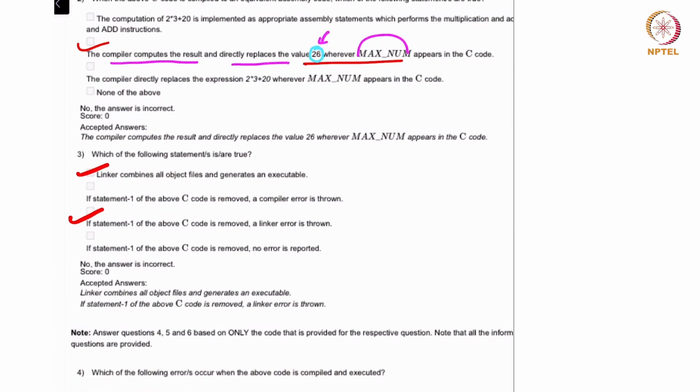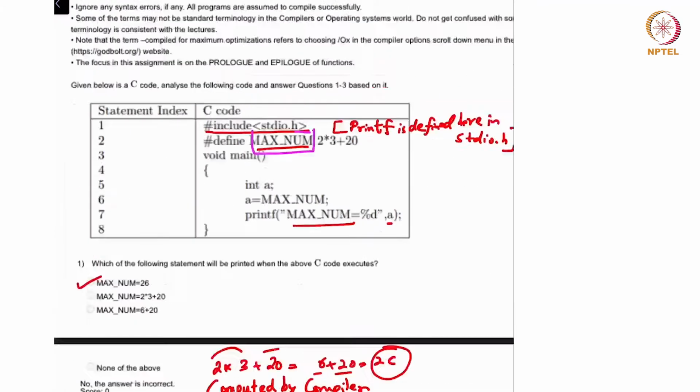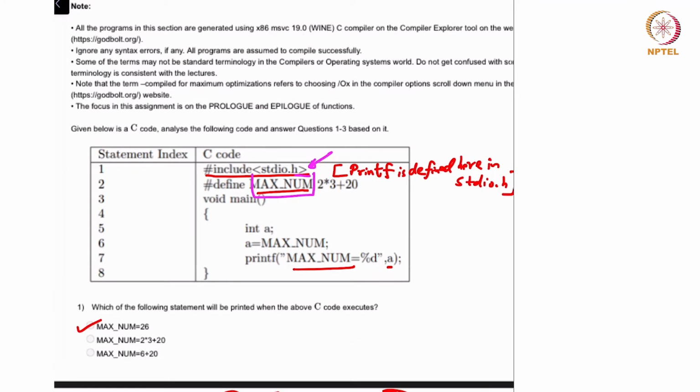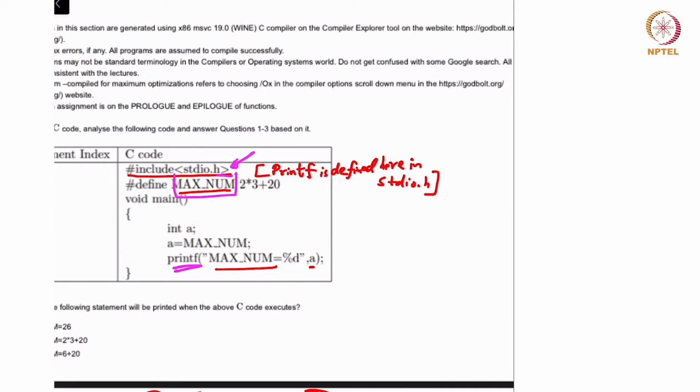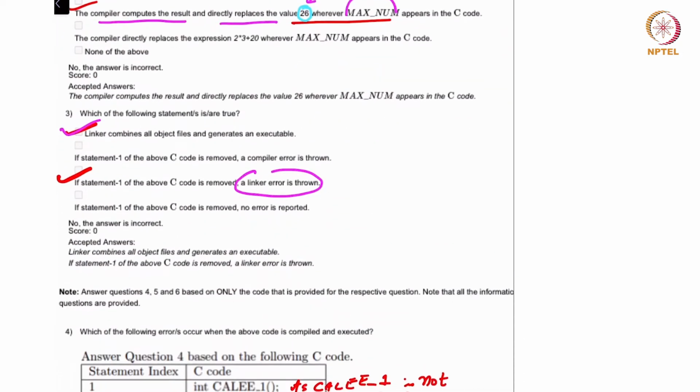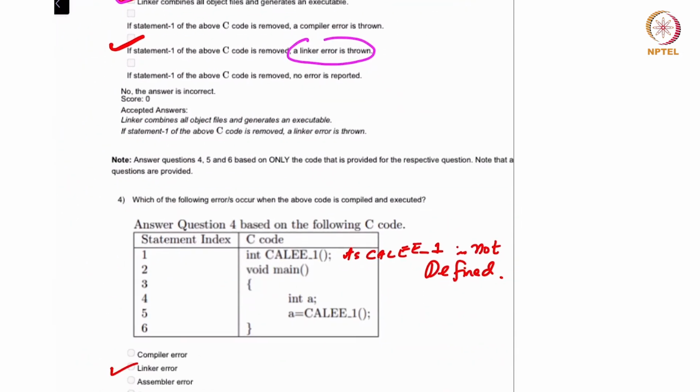Moving on to question 3. Which of the following is true? Linker combines all object files and generates an executable. Yes, this is true. If statement 1 of the above C code is removed, a compiler error is thrown. No, a linker error is thrown. Why? Because when statement 1 is removed, the printf function, which is defined inside the file stdio.h, is not defined anymore. Hence, there is a linker error.